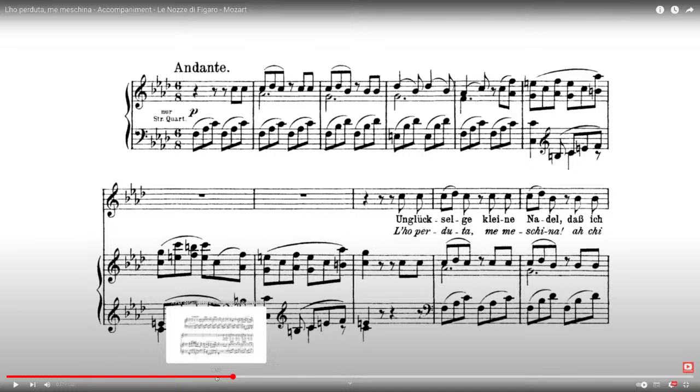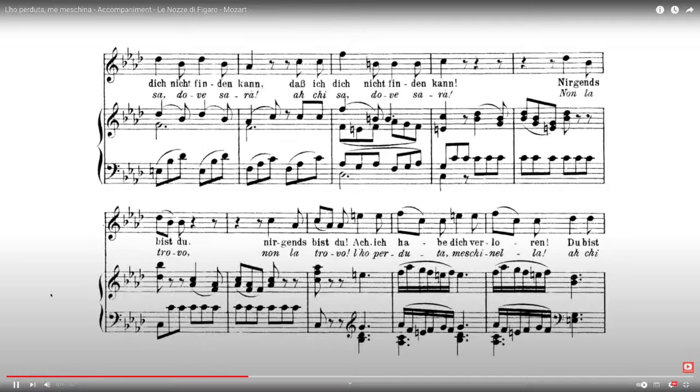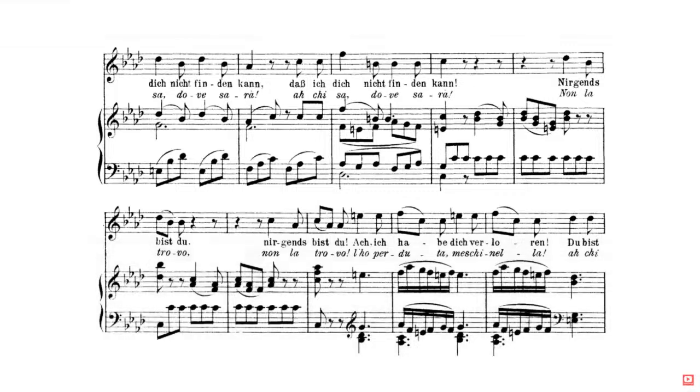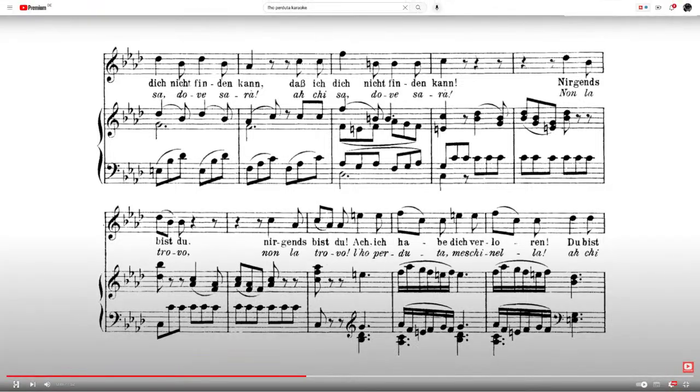Okay, I think this is where I started because it sounds the same when the piano starts and when I start. Chissà dove sarà. So again, it's not dum da dum da dum. There's more of a two-measure unit here. Chissà dove sarà. This is the arch over this phrase.